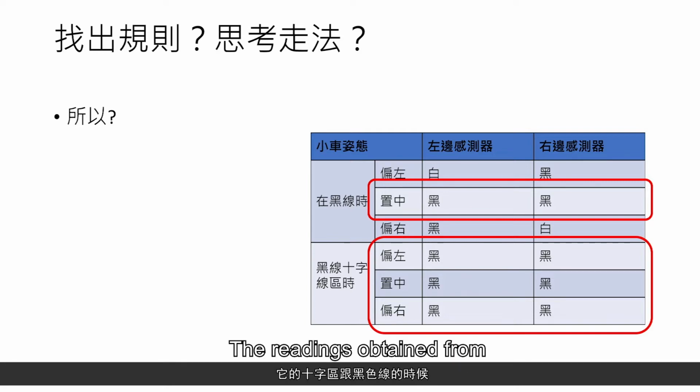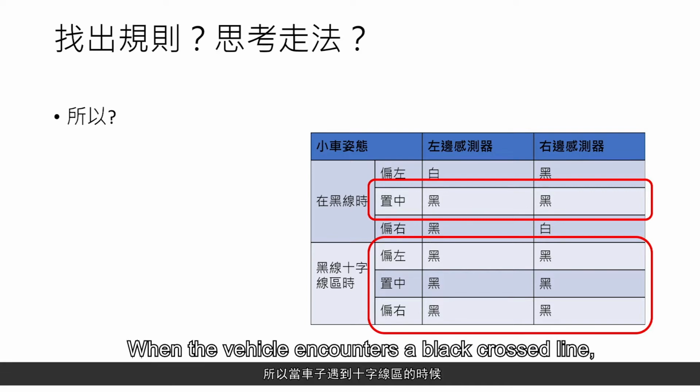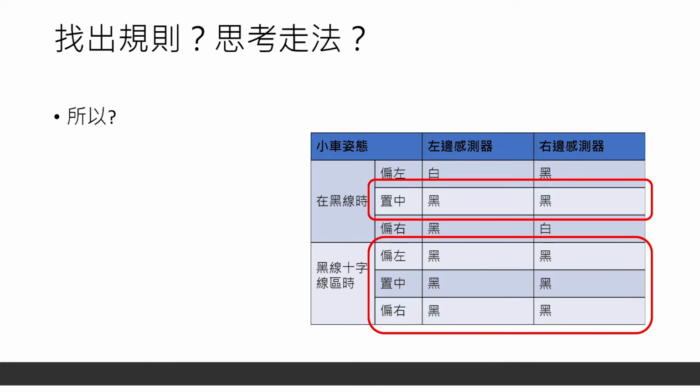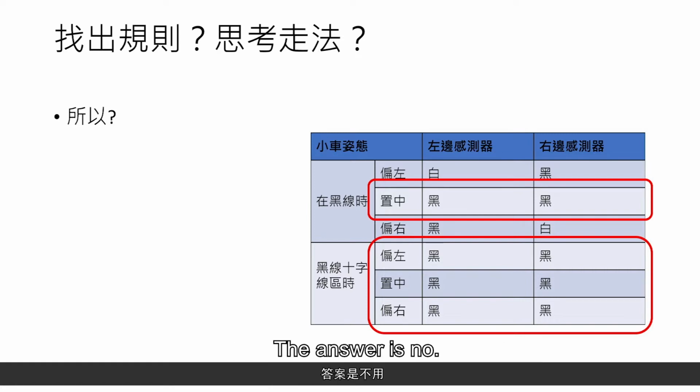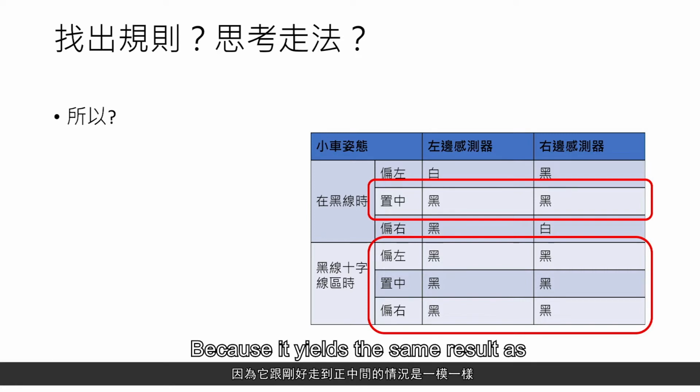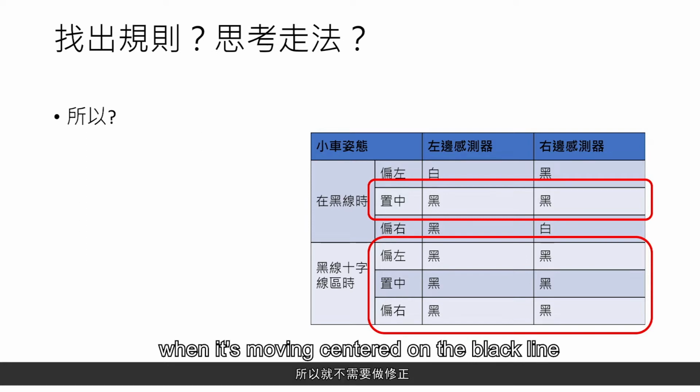The ratings obtained from the left and right sensors for the black cross line are the same as when the vehicle is centered on the black line. Is there a need to modify the program? The answer is no, because it yields the same result as when it's moving center on the black line. So there's no need to correct this.